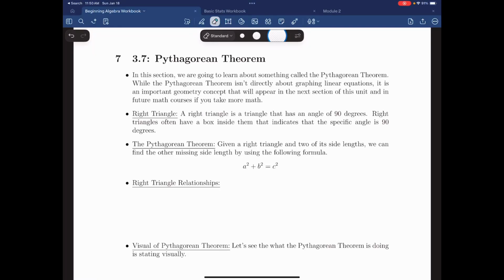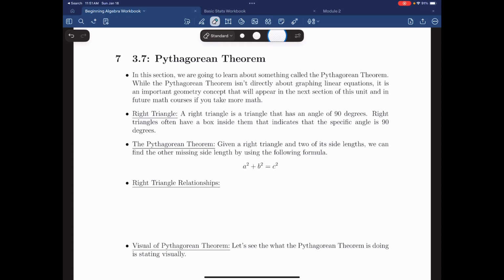In this section, we are going to learn something called the Pythagorean Theorem. While the Pythagorean Theorem isn't directly about graphing linear equations, it is a very important geometry concept that will appear in the next section of this unit and future math courses if you take more math.